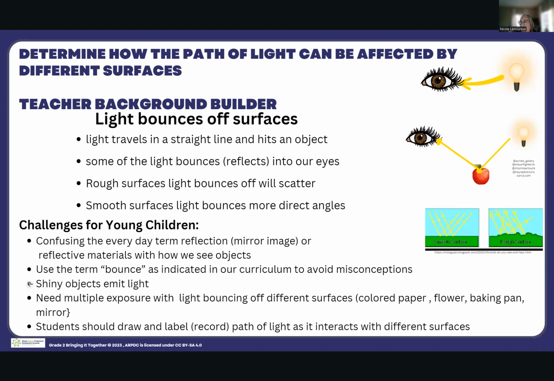Students often confuse shiny objects as emitting light. So that is something we'll go through, and they'll need multiple exposures to light bouncing off various surfaces like colored paper, a flower, a baking pan. And when we do bring in mirrors, because we have to in our curriculum, they said do that towards the end. And that students should draw and label and record that path of light, right? Because they're going to be reflecting back on that to draw their conclusions. Okay.